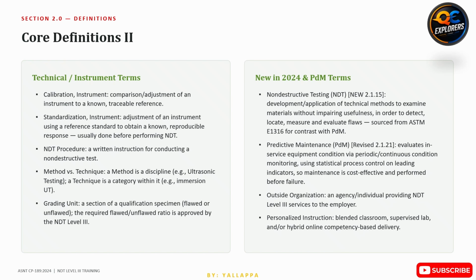The 2024 edition introduces a revised definition of non-destructive testing based on ASTM E1316 and updates the definition of predictive maintenance to clearly distinguish condition monitoring from traditional NDT activities. Additional terms such as outside organization and personalized instruction recognize modern training methods and the use of external Level 3 services. Key point: understanding these definitions helps eliminate confusion and ensures consistent application of the standard during qualification and certification. Next, we'll examine the NDT qualification levels recognized by CP-189.